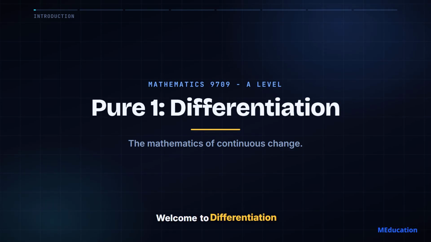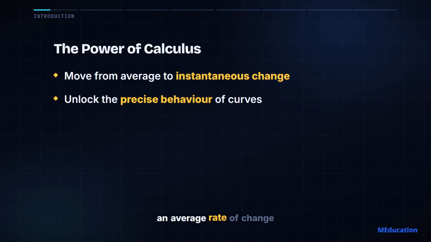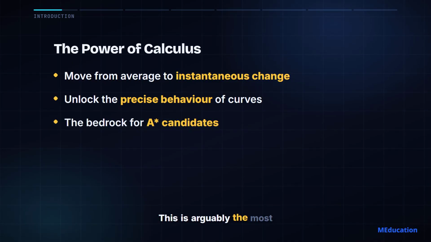Welcome to Differentiation. If coordinate geometry is about straight lines with a constant slope, calculus is the mathematics of continuous change. In this unit, you will move from calculating an average rate of change over a wide interval to finding the exact instantaneous gradient at a single specific point on a curve. This is arguably the most powerful analytical tool in pure Mathematics 1. It bridges abstract algebra with geometric reality, and mastering it is absolutely non-negotiable for an A-star candidate.